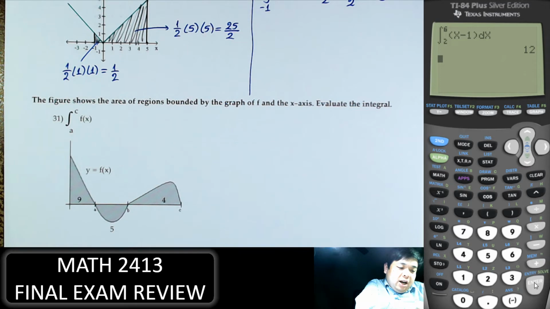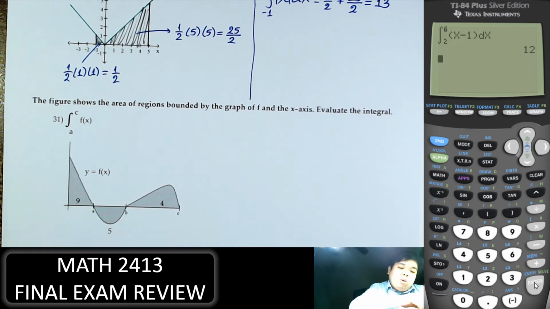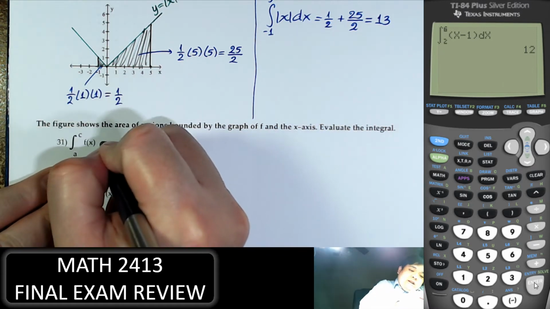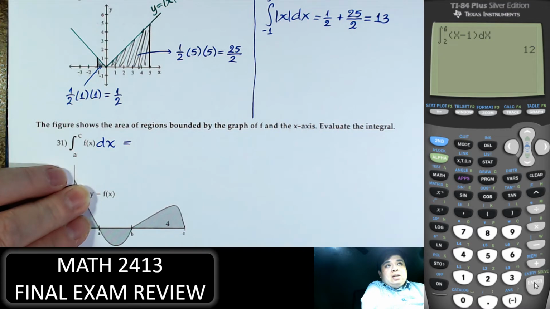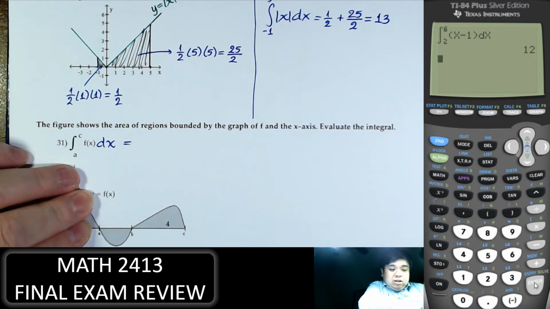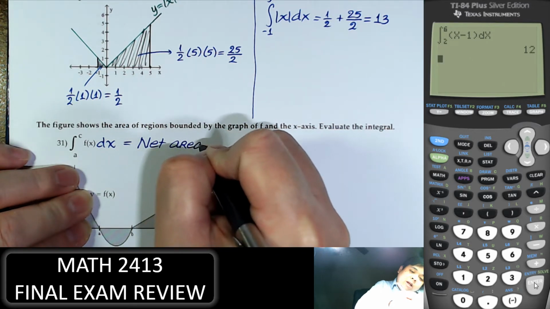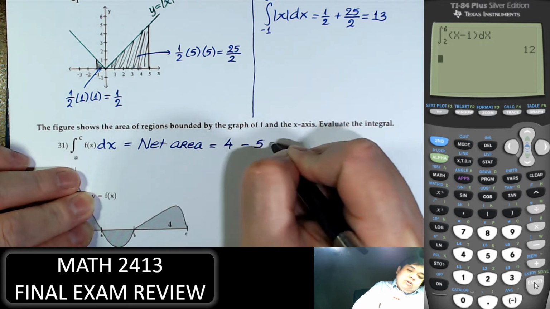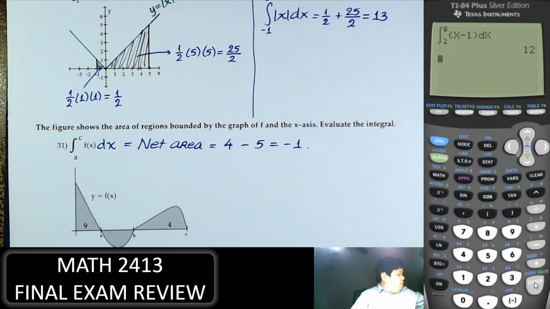Right, next, the figure shows the area of the region. So that region is 9, 5, and 4. Evaluate the integral that goes from A to C. Right, so the definite integral, I forgot the x there. The definite integral is the net area, which will be the area above minus the area below. So that's all we have.